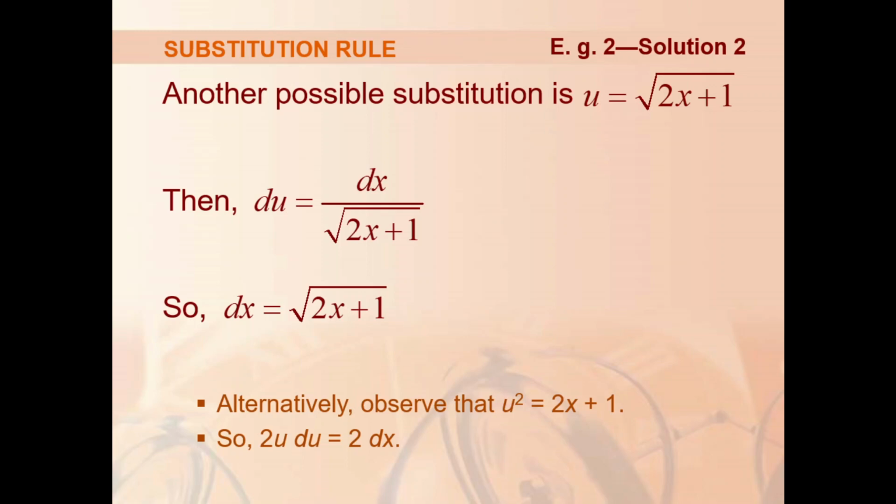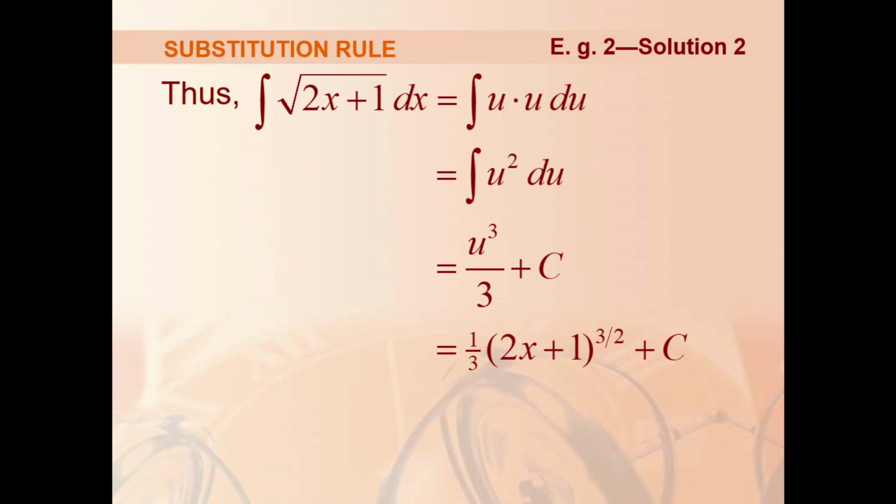So we can observe that u squared is 2x plus 1. So 2u du is equal to 2 dx. Thus, the integral of the square root of 2x plus 1 dx is equal to the integral of u times u du. Then it becomes the integral of u squared du, which is u cubed over 3 plus c.